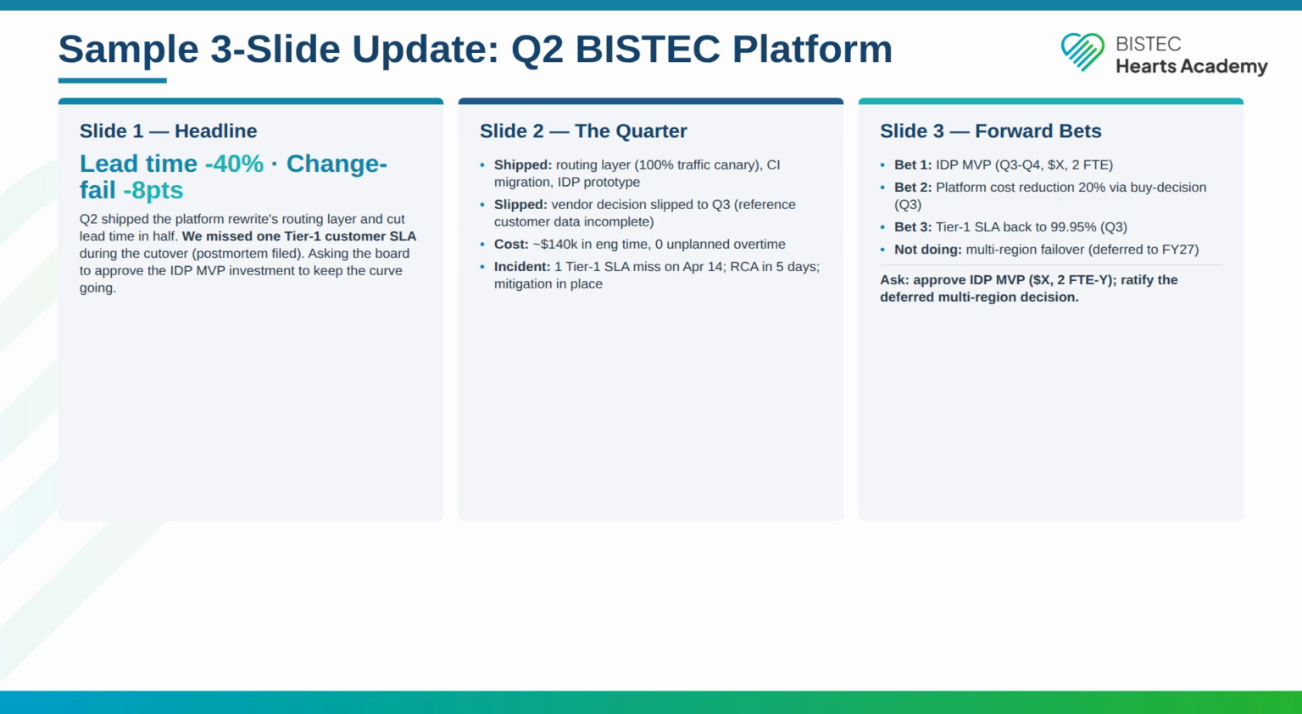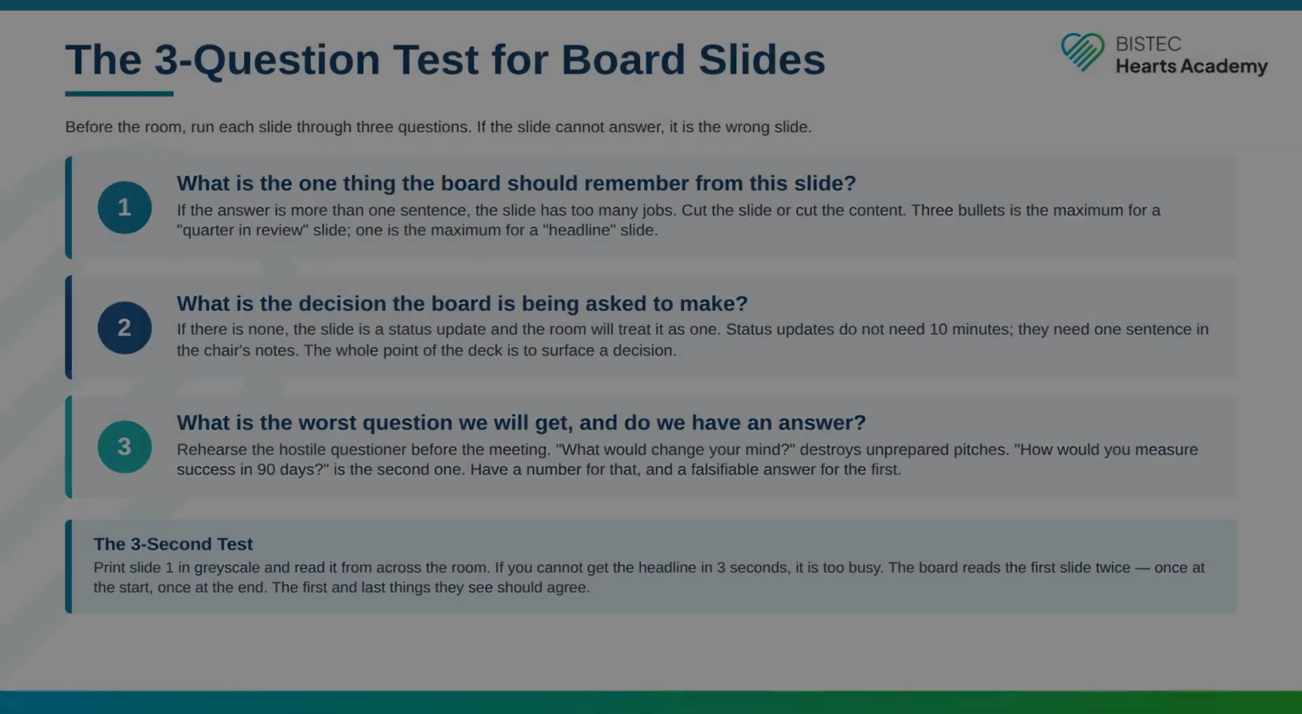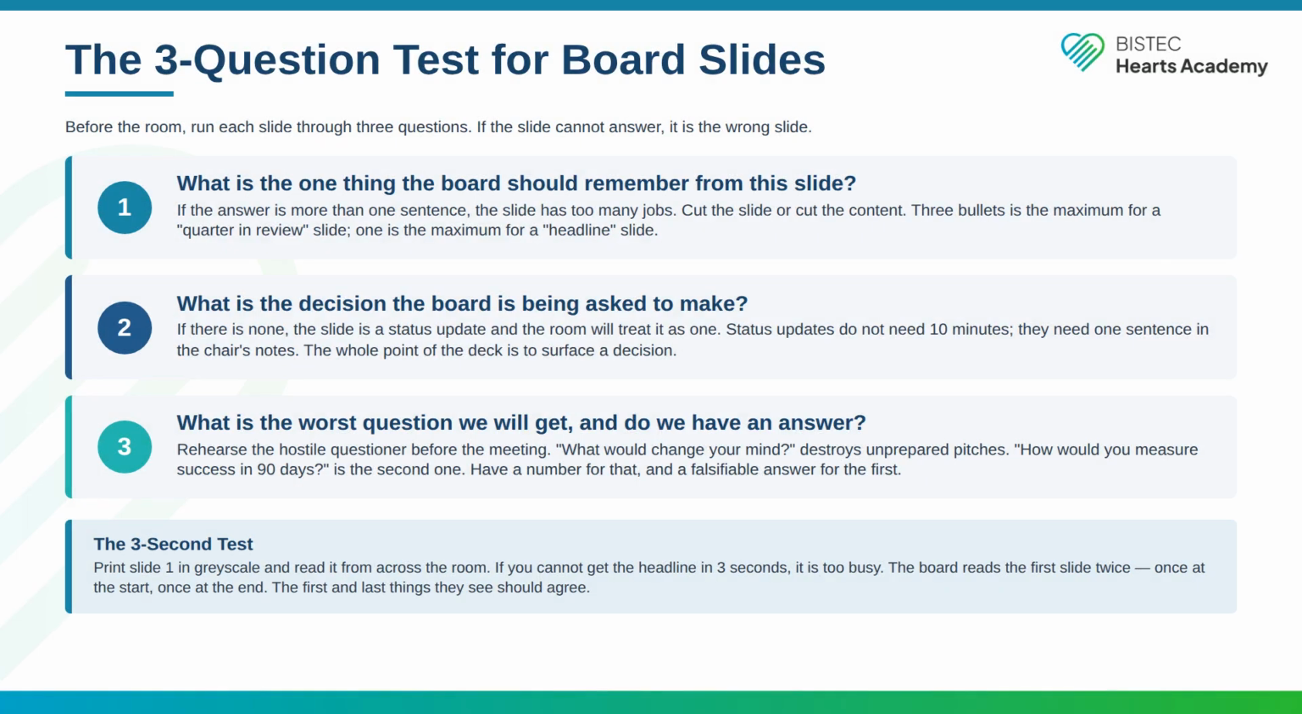The shape of the deck is the test. The numbers move, the shape does not. Before the room, run each slide through 3 questions. If the slide cannot answer, it is the wrong slide.